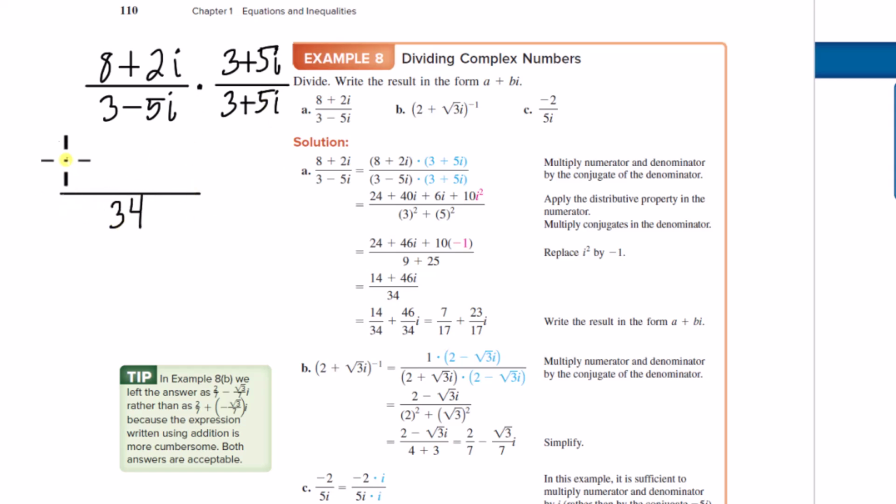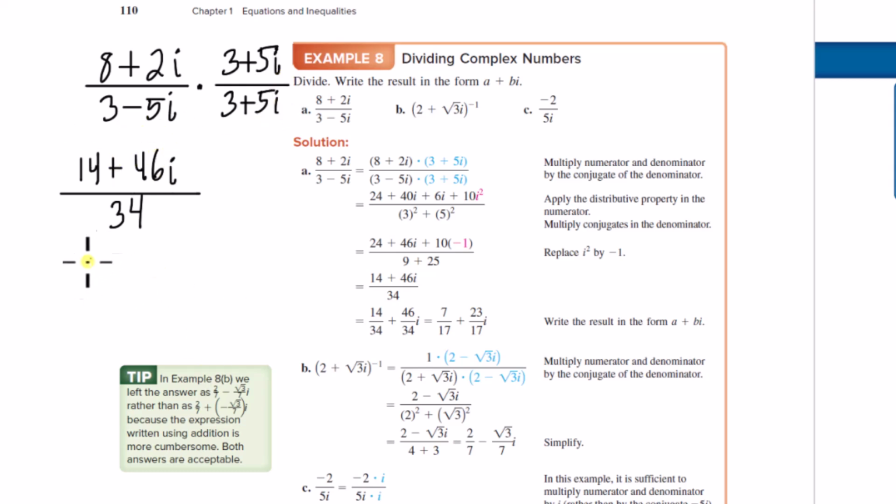Now, in the numerator, you're going to get 8 times 3 is 24, plus 40i plus 6i is 46i, and then plus 10i squared. So 24 minus 10 is 14, so 14 plus 46i in the numerator. All we did was multiply two complex numbers in the numerator and get another complex number.